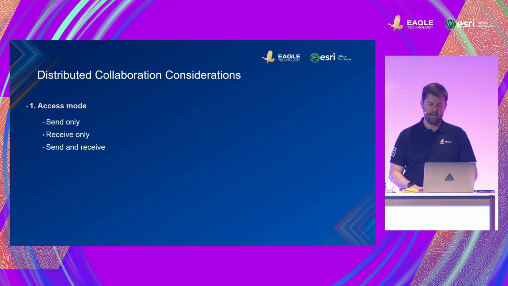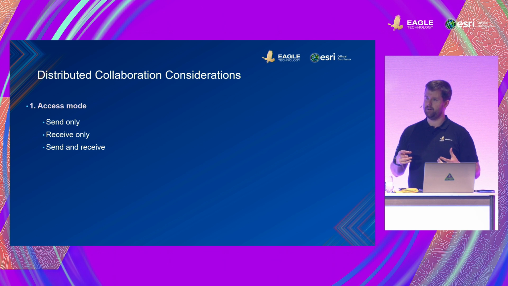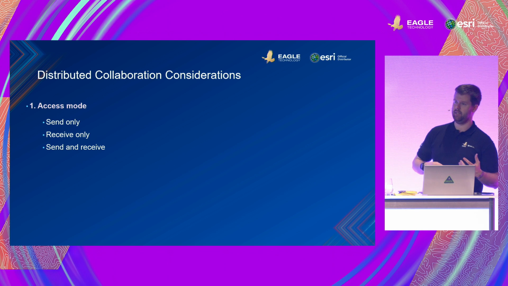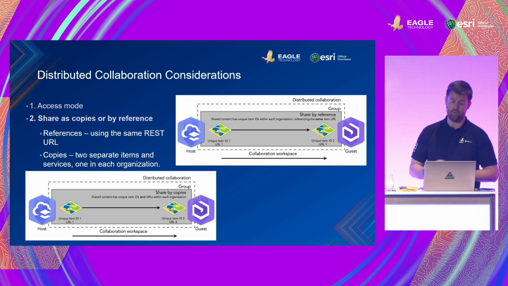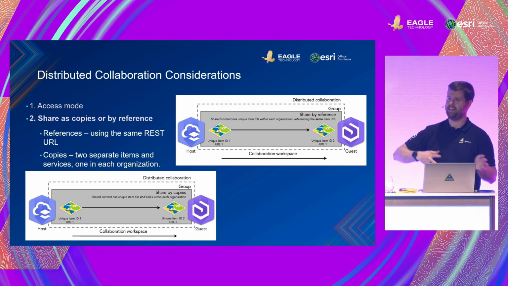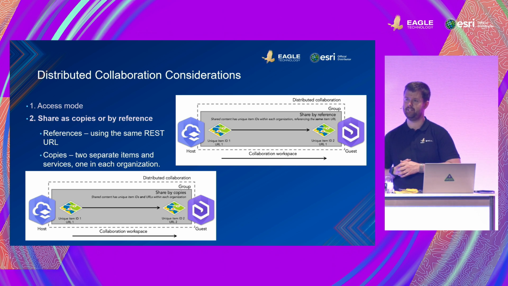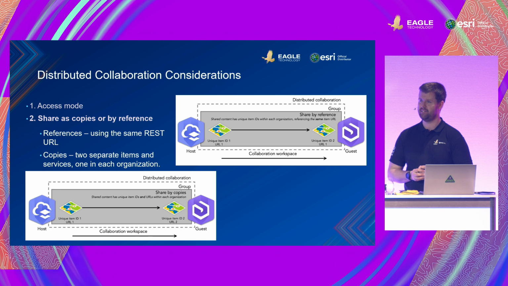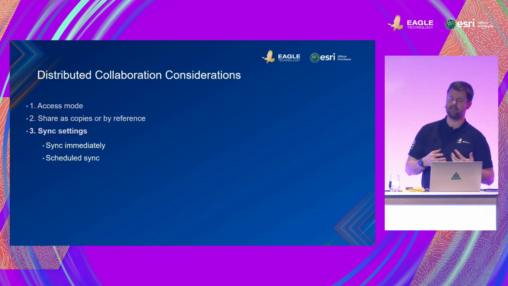Really rapidly, some of the access modes here, so being able to consider these variables. So you've got the access modes, so being able to send only, receive only, and send and receive. Sharing as copies or by reference. So of course the complexities when you start creating copies of items and how you manage those between the two organisations. Particularly if the content itself is fast changing in terms of item changes, whether those are adds, updates or deletes. And also the sync settings.